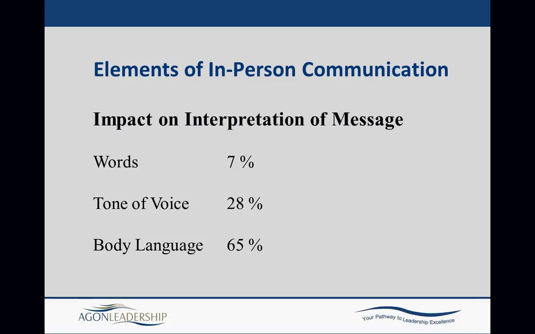Now think, since words is 7%, tone of voice is 28%, and body language is 65% of the impact on interpretation of a message when we're in a room, person to person, what is the impact with emails or texts? If there are no emoticons in the message, only 7% of the total communication package has been expressed. So when I quickly send a text or an email, and if I don't proof it carefully, there could be words out of place, or I could have used words that are a bit sharper than I intended.